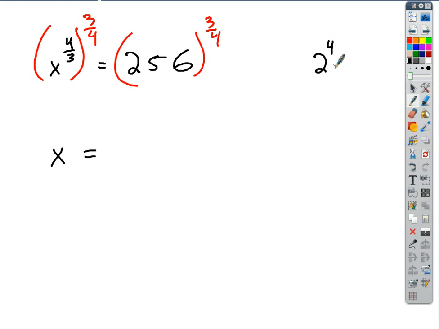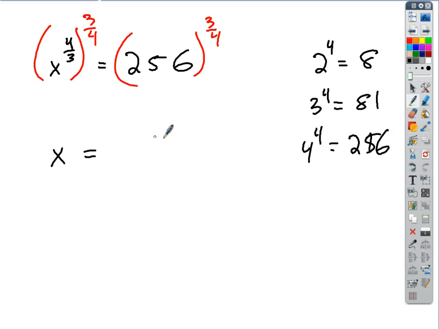2 to the 4th is 16, 3 to the 4th is 81, 4 to the 4th is 256, sorry. So this is just 4. The 4th root of 256 is 4, and then I cube it, right? That's really all that means, a 4th root cubed. So then 4 cubed would be 64. So on this side, I would have 64.